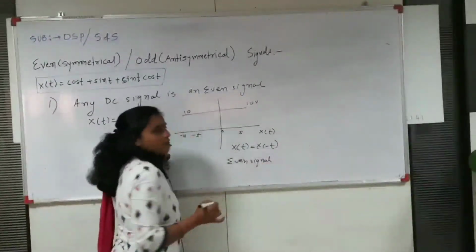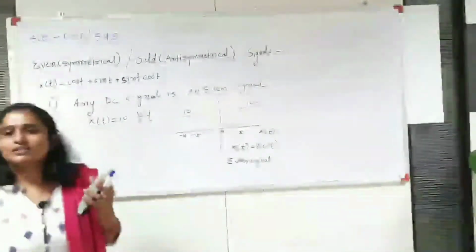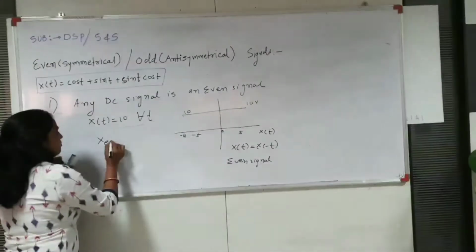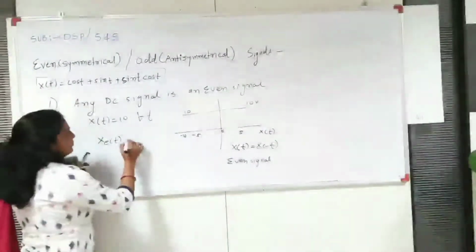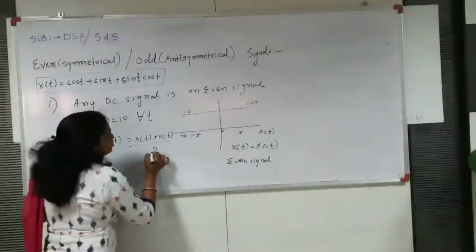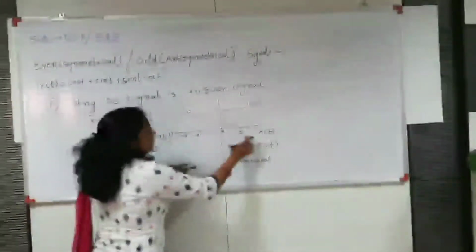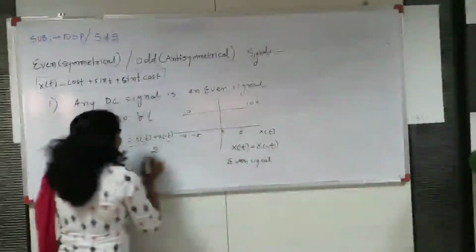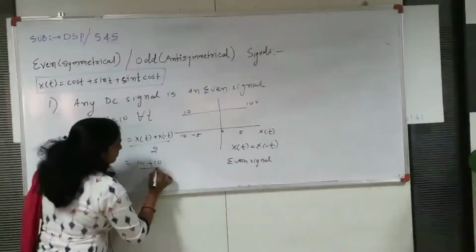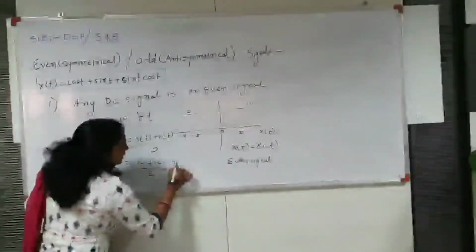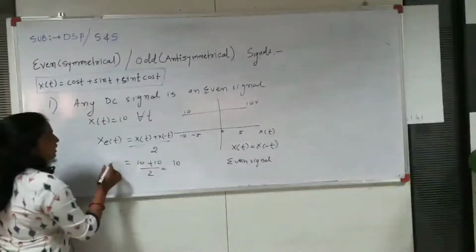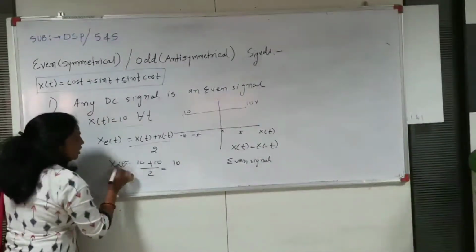And another way we can prove this DC signal is an even signal is by finding the component. As we know, x of e of t is equal to x of t plus x of minus t by 2. As we know, x of t for the positive value is always 10 and for the negative side it's also 10. So 10 plus 10 by 2, that means it's again 10, meaning we are getting the original value. So here we are getting an even component, okay.